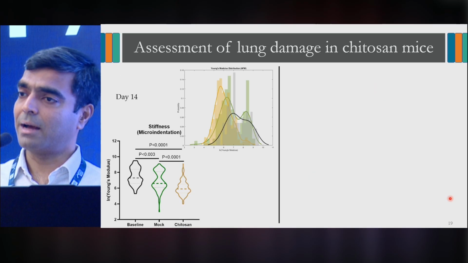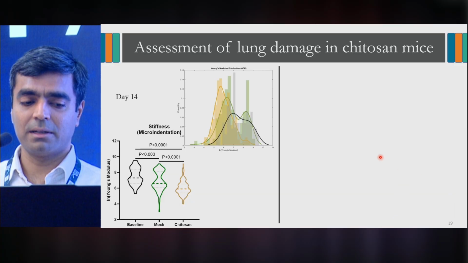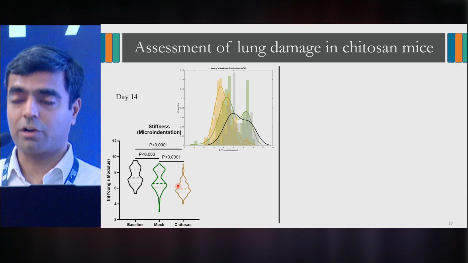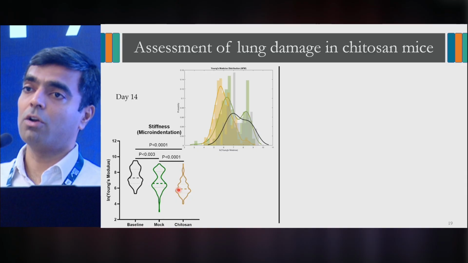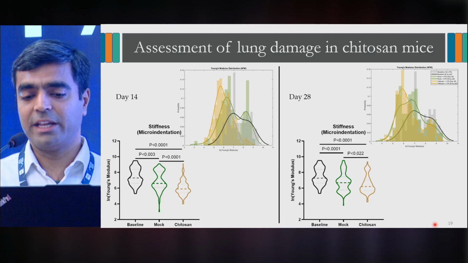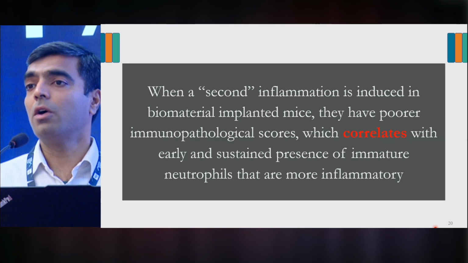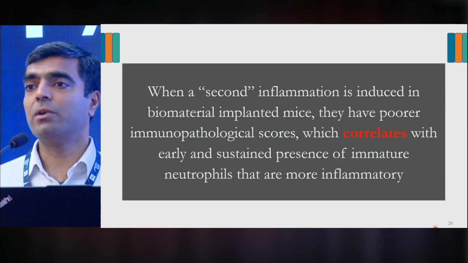Right? So assessment of lung damage using atomic force microscopy, similar results. Chitosan implantation followed by LPS reduces the stiffness of the lungs at day 14 and day 28. But quickly, because I'm short of time, I'm going to take you through, okay, so we know it's correlating. How do we know it's causing?